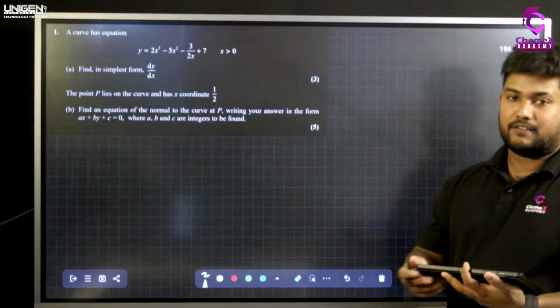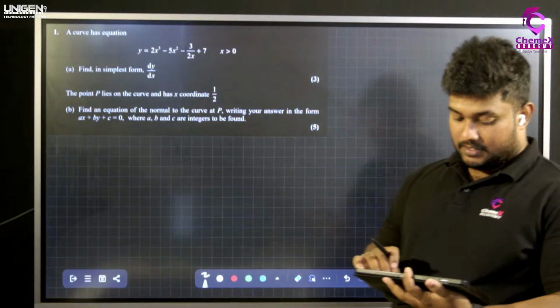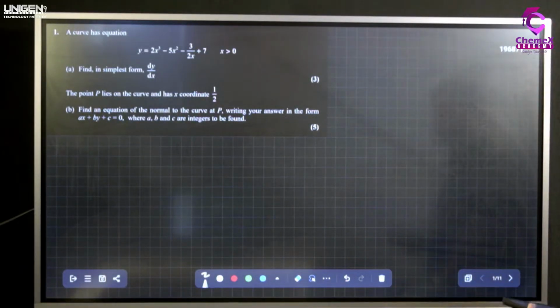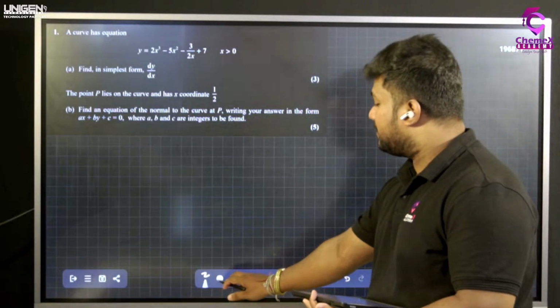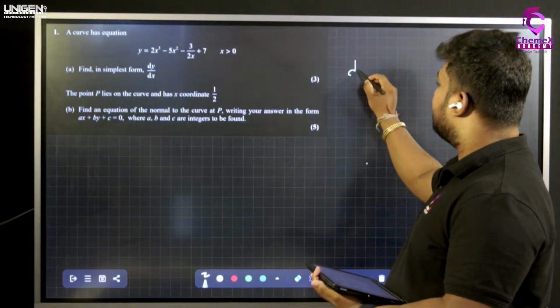This is 2021 January P1 paper. So let's go with the first question. How do you differentiate this? Can you tell me the answer here? dy over dx equals what?